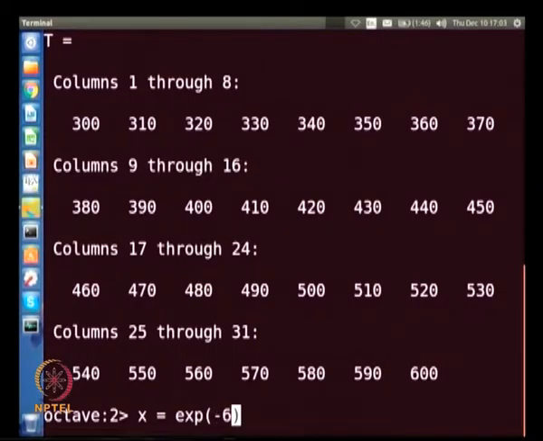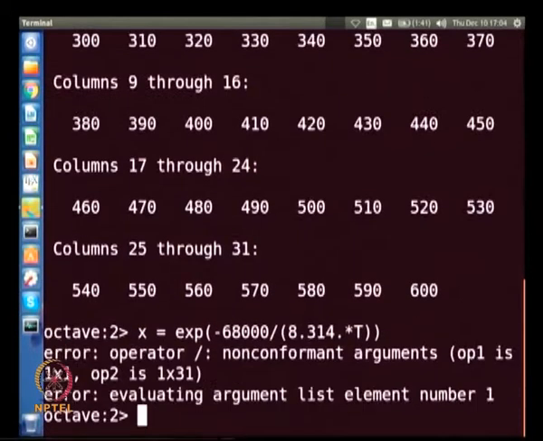Of course, minus 68,000 divided by R T, where R is 8.314. It is always a good idea to put the parenthesis first and write the remaining command, so that you will never get syntax errors, where you open a parenthesis and have not closed it. And then I am going to multiply, star is for multiplication. If you say dot star, then that means multiply for each of the components of the given vector and that is T for us, right. So, let us see what happens if I enter.